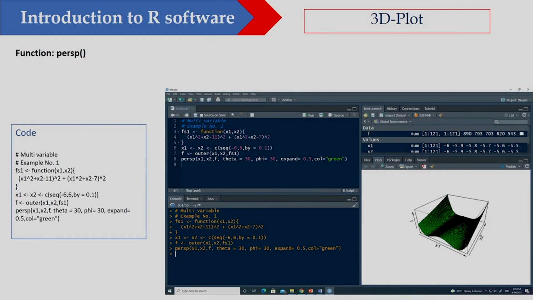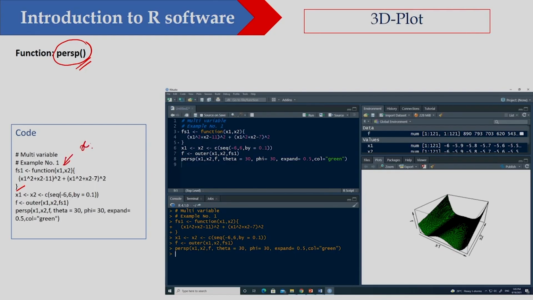Now, let us see how we can plot a surface, or you can say a 3D plot. Okay. For that there are several different functions available. I am using the PERSP function. Okay. So, this function is available in R. Here I have to define the function first, and this function has to be defined as a scalar.